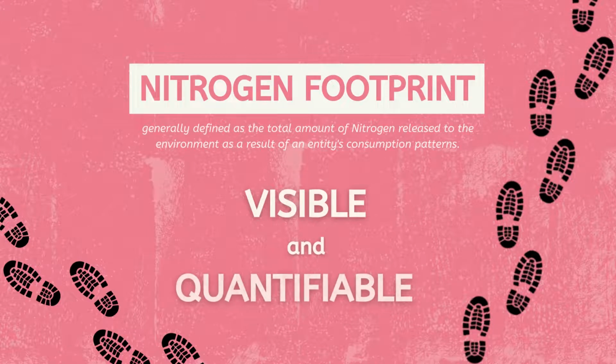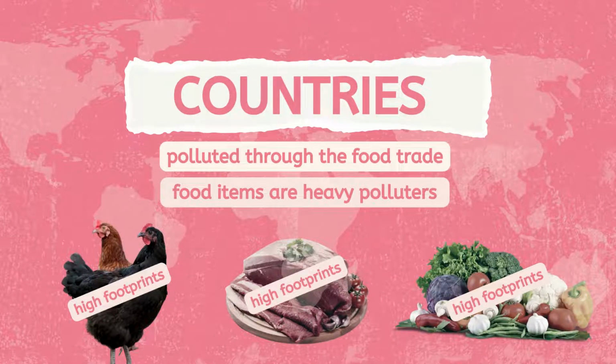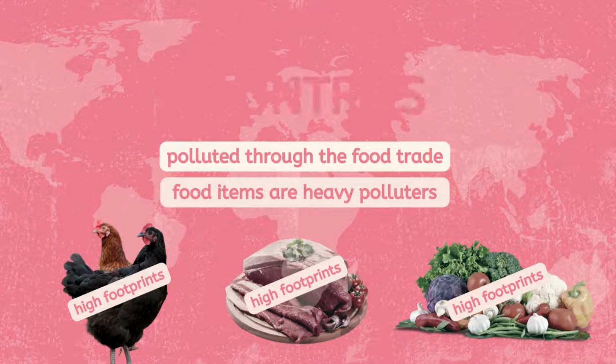A nitrogen footprint makes these links visible and quantifiable. We can see which countries are polluted through the food trade and which food items are heavy polluters. Livestock products, red meats in particular, and vegetables tend to have high footprints.